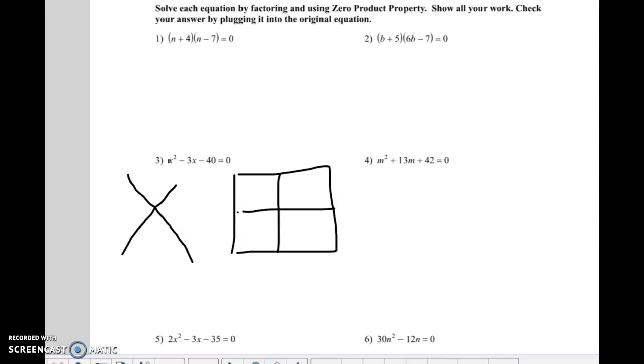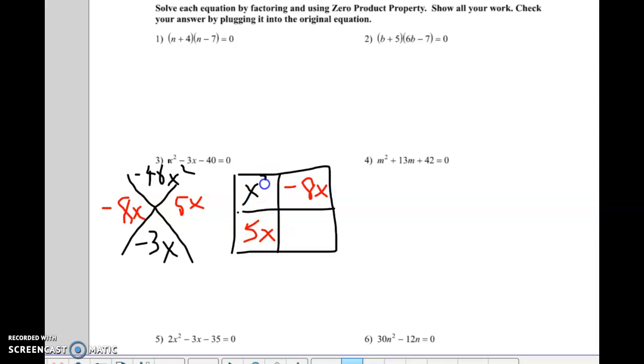What I'm going to do is think of two terms that multiply to be negative 40x squared, and then they add to be negative 3x. So 10 and 4 won't work, maybe 8 and 5. I can make 8 and 5 into negative 3. I can put negative 8x here and 5x here. So that is what goes in these corners right here.